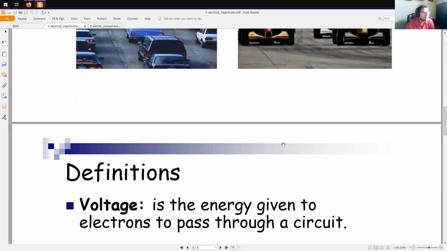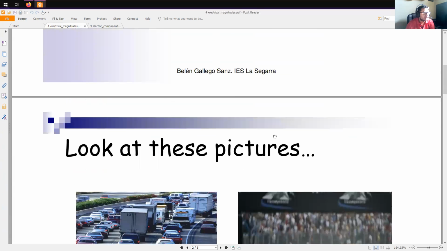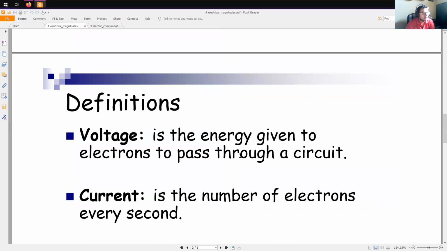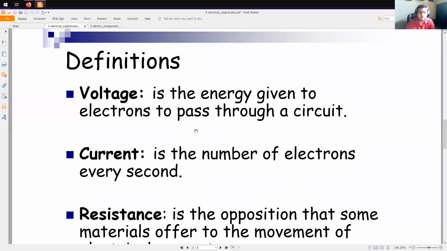Ok. Nos dice, definitions for the voltage. The electrical magnitudes. Voltage is the energy given to electrons to pass through a circuit. El voltaje, la energía dada a los electrones para pasar a través de un circuito. Voltage es esa fuerza que van a tener, por eso a veces se le llama potencial, porque es la fuerza que va a tener el voltaje, ¿sí?